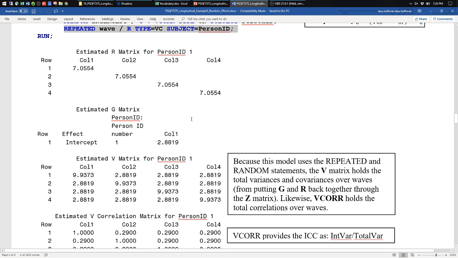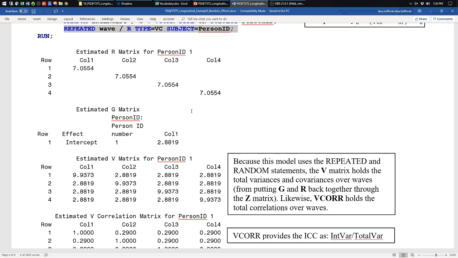So now, next to that, you can see the estimates for this particular data set. It's printing the R matrix for person 1. By default, it prints it for the first person. You can ask for others, but in this case, it doesn't matter. Everybody has the same set of observations. So on the diagonal, what's that 7? Sigma squared. That's E variance at level 1. The off diagonal is blank because it means 0. This is saying the E's are unrelated.